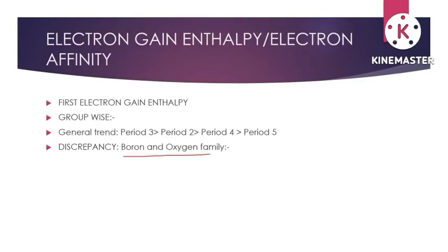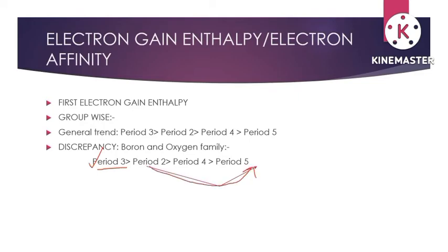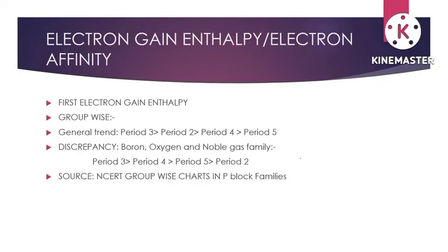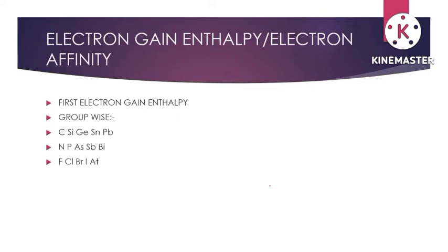Now discrepancies are in boron, oxygen, and noble gas family. Okay, in boron, oxygen and noble gas family, period 3 will be here, and period 2 will go to the last. Okay, like this. Now all these sources are NCERT group wise charts in p block families.